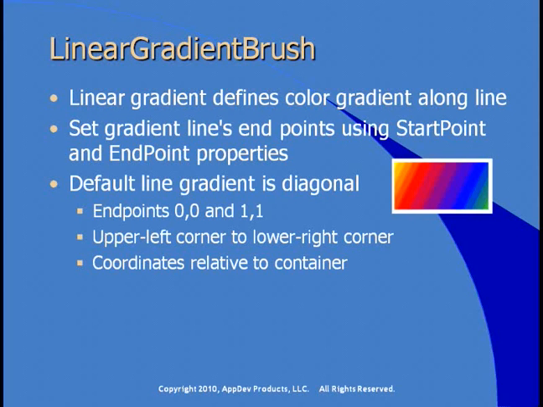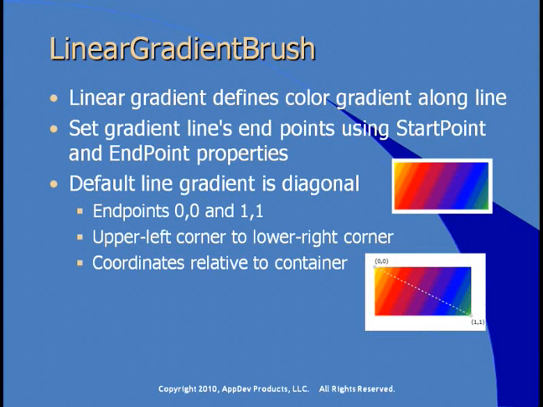What that means is the coordinates are relative to the container. Doesn't matter what size your container is, 0, 0 is the upper left-hand corner, 1, 1 is the lower right-hand corner, and that makes it easy for you to create proportionally set up endpoints for the linear gradient brush. All you have to know is that it's proportional to the size of the container you're putting this in. By default, the endpoints are at the upper left corner and the lower right corner. Imagine a line that connects the upper left corner and the lower right corner. That will be the line along which the colors change.